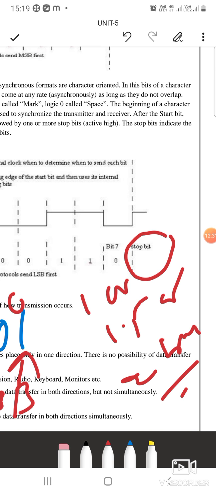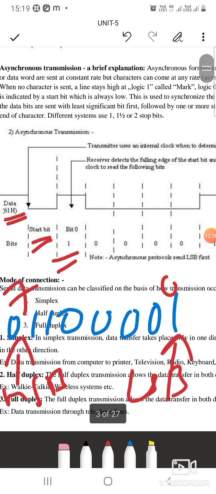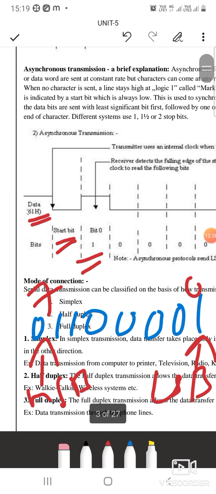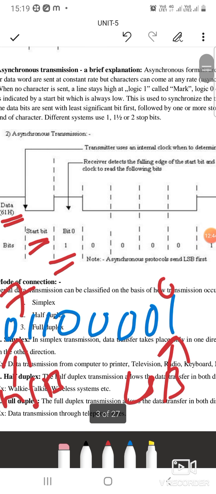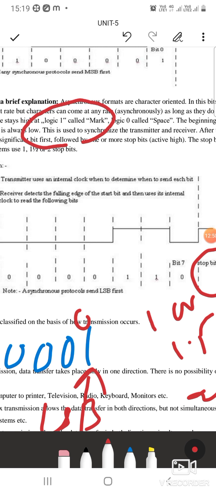If you are not transmitting any data, the line is kept high, which is called logic 1 or mark. In asynchronous communication, logic 1 is called mark and logic 0 is called space.